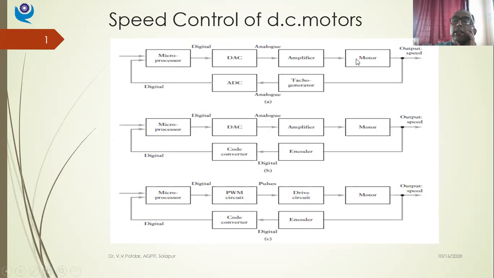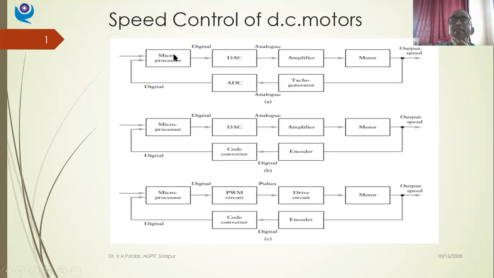I repeat, this is my system, the motor, which is running at a certain RPM or with some angular velocity. That signal will be picked up by the sensor, in this case a tacho generator. Tacho corresponds to speed, and generator is the generator principle. The speed is converted into an equivalent analog voltage. This is the analog signal the tacho generator is generating, and this analog signal is appropriately converted into a digital signal. Now this digital signal is sent to my microprocessor.